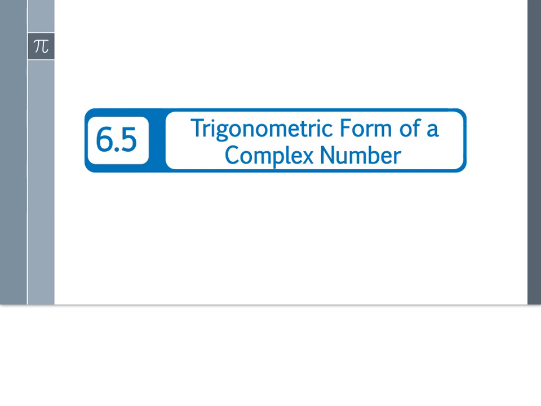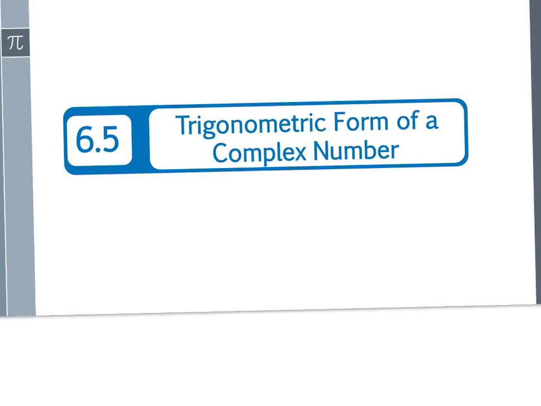All right, so now we're going to talk about a trigonometric form of a complex number. So we're going to have a coordinate plane. Or let's recap what a complex number is first, actually. So when we have something in the form of a plus bi, so we have a real number plus an imaginary number, that's a complex number.